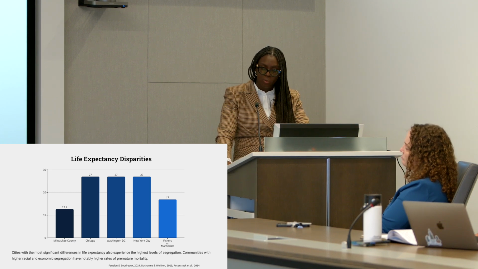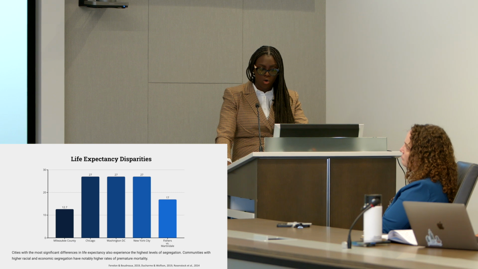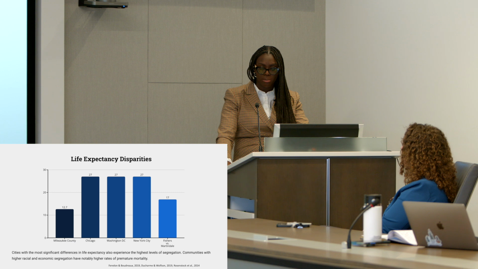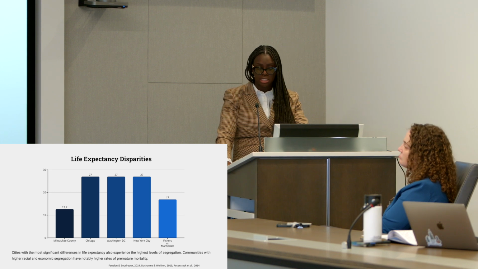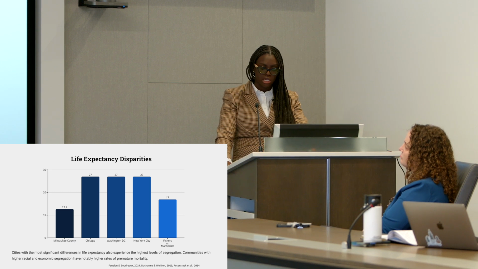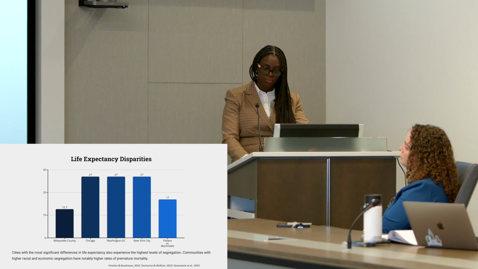Data shows that cities with the most significant differences in life expectancy across the country also experience the highest levels of segregation. Communities with higher levels of racial and economic segregation have notably higher rates of premature mortality. These rates are closely linked to disparities in diabetes mortality between Black and white populations in major U.S. cities. Marginalized populations and those who are underserved face various challenges, including disparities in unemployment, high housing costs, elevated crime, violence rates, and poverty. These issues are less prevalent in communities where white individuals make up the majority.